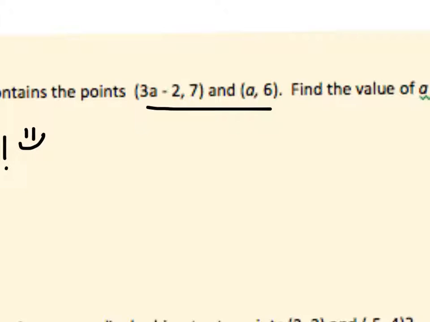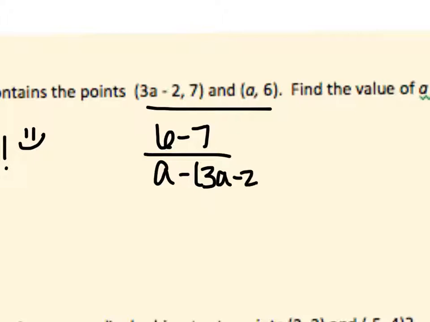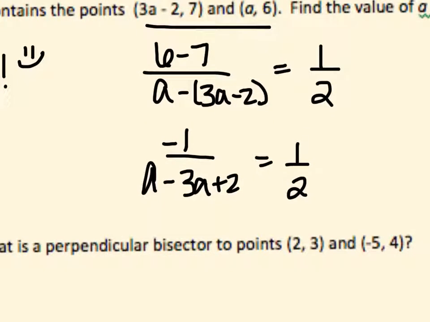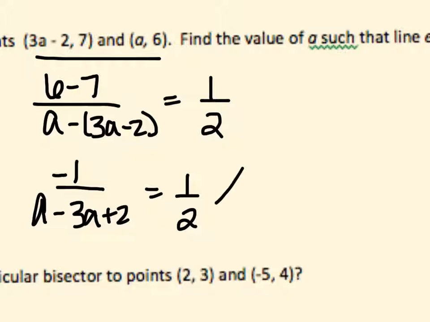So remember slope, you're subtracting your y's. So I'll do 6 minus 7 over a minus (3a minus 2). Remember to put parentheses around that back one because that will force you to remember to distribute the negative. So I've got -1 over a minus 3a plus 2 when I distribute the negative. And move up here. So I'm going to continue to simplify the bottom.